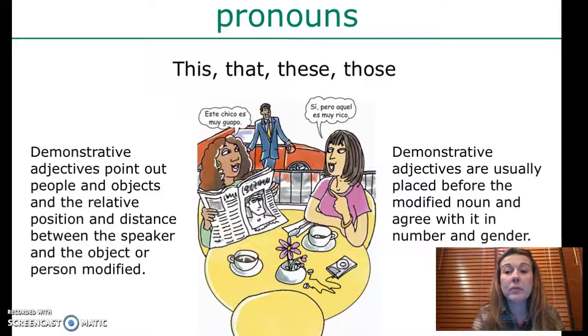And what we normally do is place the adjectives before the noun, and it has to agree with gender and number. So let's look at our foto aquí, or dibujo, right? Because it's a drawing. Este chico es muy guapo. Sí, pero aquel es muy rico, right? So this guy is very cute. So it's this guy that's here in her, or on this magazine. And this girl's saying, no, but that one over there, right? He is rich. Okay, muy bien.